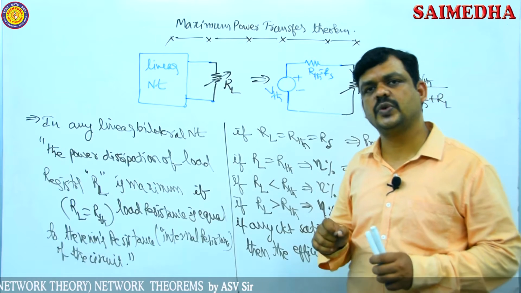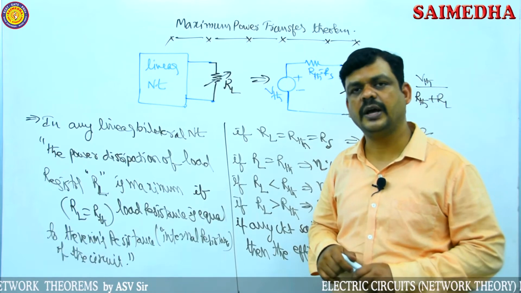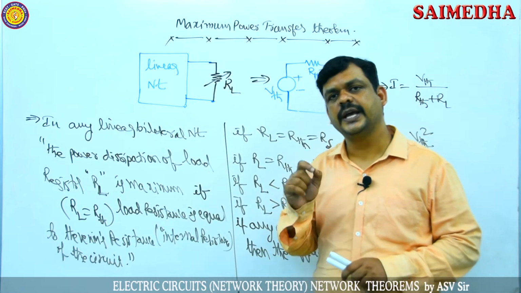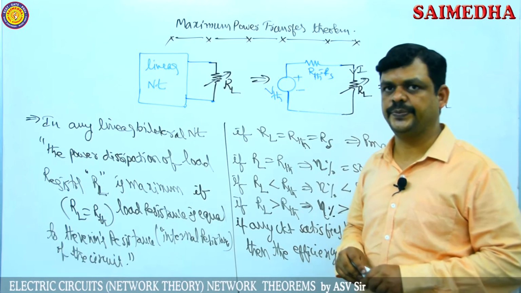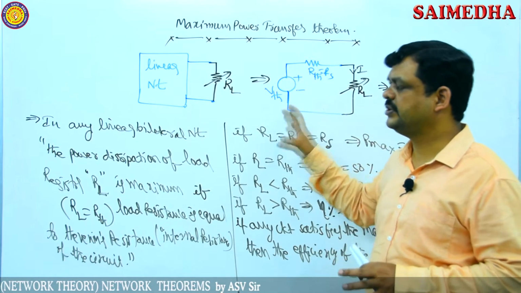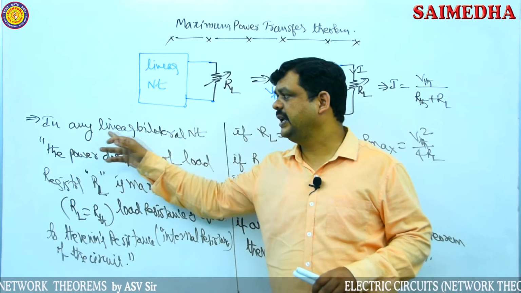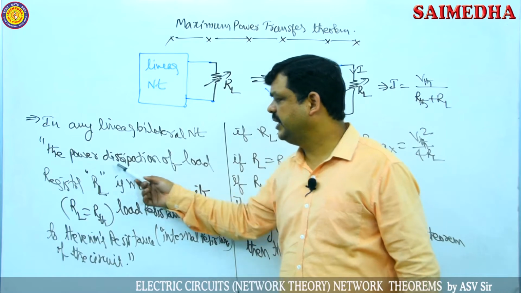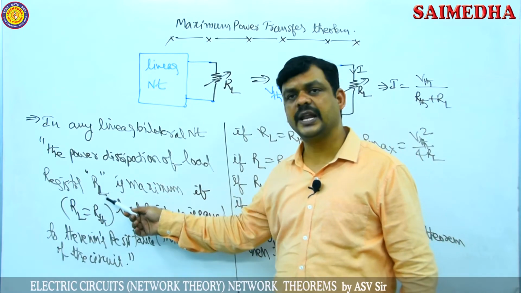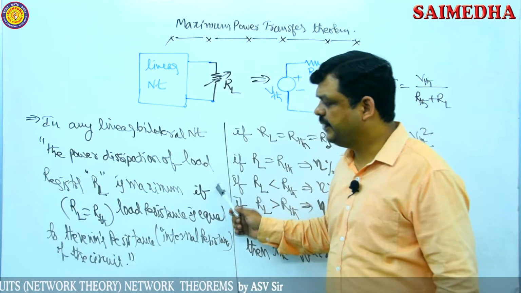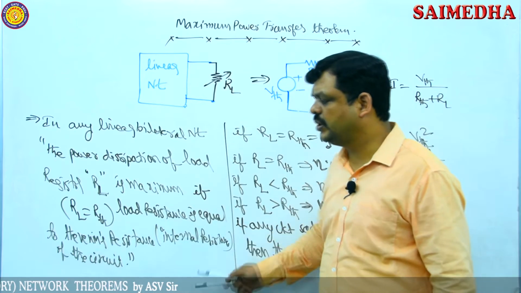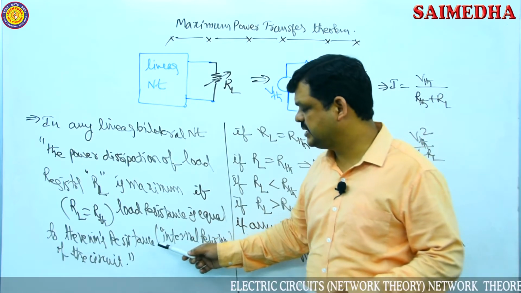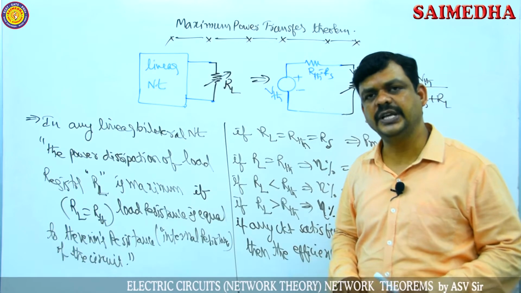Thevenin's resistance is also called the source resistance or internal resistance of the circuit. Then from the maximum power transfer theorem, the statement is like this: in any linear bilateral network, the power dissipation of the load resistor RL is maximum if load resistance is equal to Thevenin's resistance, or internal resistance of the circuit.